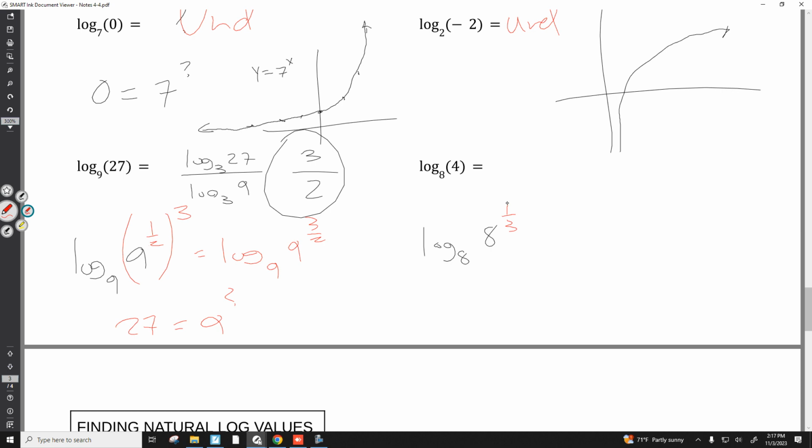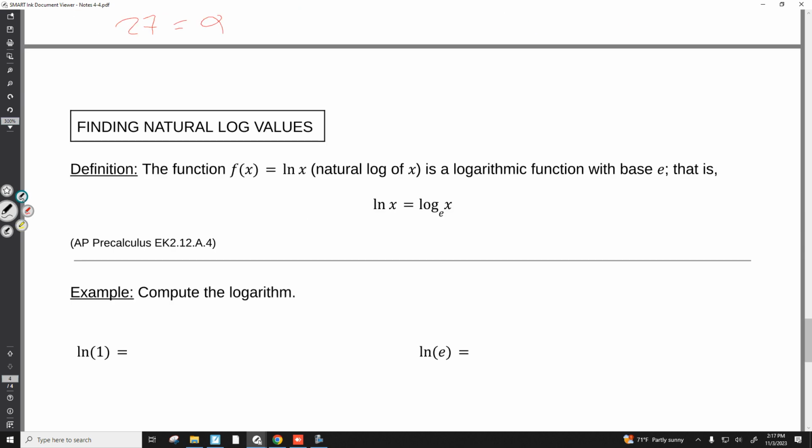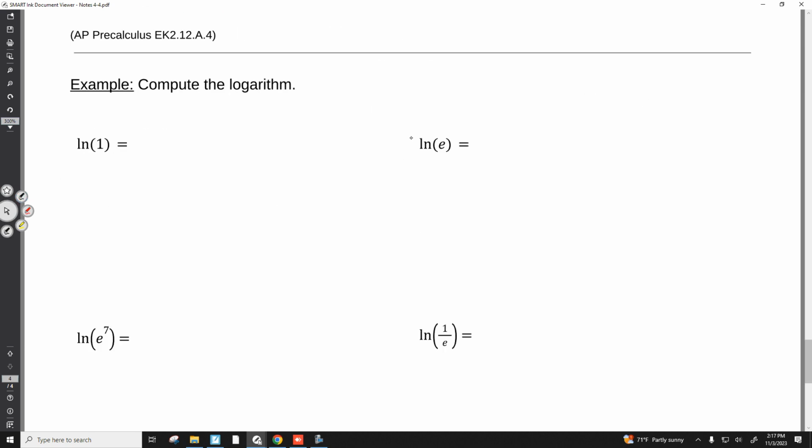So 8 to the 1/3 is 2. 2 squared is 4. 8 to the 2/3 is 4. The answer to this is 2/3. Okay. Now, guys, if you understand this technique of rewriting it, the natural log shouldn't be scary. The log base e of e to a power is the power. Okay, log base 2 of 2 to a power is the power. Log base 3 of 3 to the power is the power.